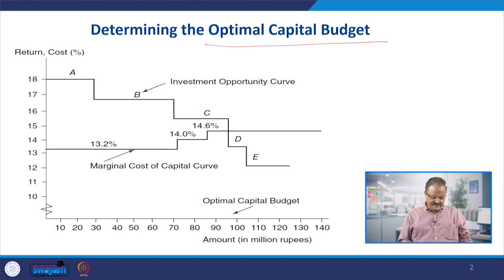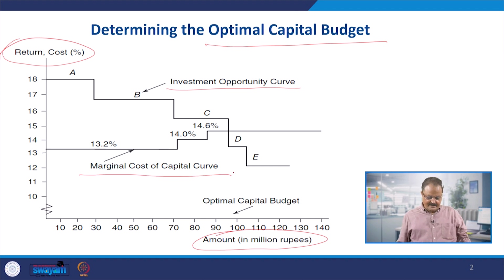With the help of this structure, we can see here that on the x-axis we are taking the return and cost, and here we are taking the amount in millions of rupees. We have two curves here, two lines. One you call the investment opportunity curve, and another one is the marginal cost of capital curve. Initially, the marginal cost of capital is 13.2%. You call it the weighted average cost of capital, or marginal cost, because it's not a static WACC, it keeps on increasing. To a certain level it remains fixed, and after that, it increases.